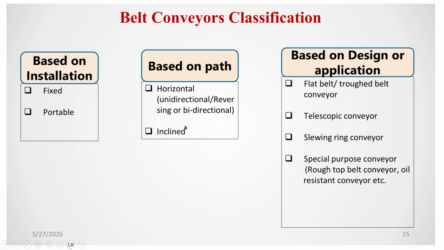Then based on the design or application, it can be a flat belt or trap belt conveyor, telescopic conveyor, swing ring conveyor, and special purpose conveyor. So these are the types of classification of conveyors. We will discuss them one by one and show you the pictures also.